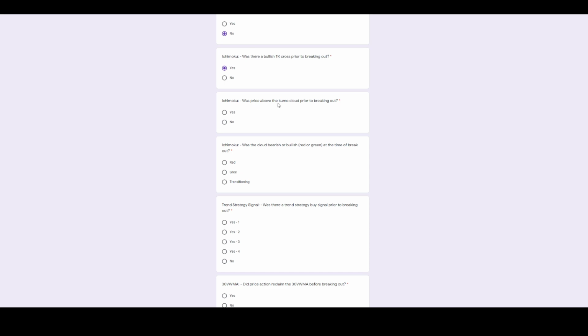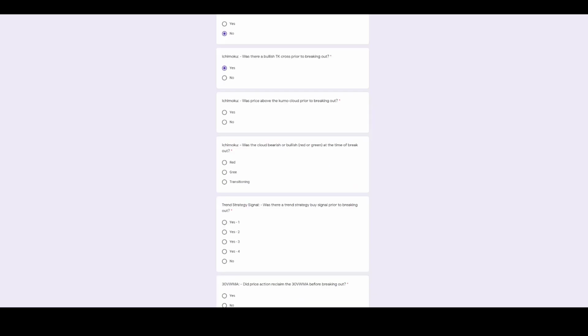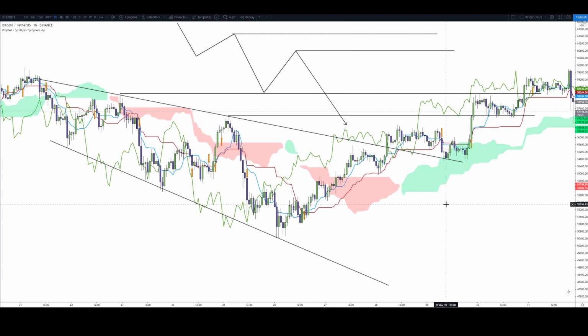Ichimoku, was price above the Kumo cloud prior to breaking out? So yes. The Kumo was the red part here, or the green part here, right? And it was above the red, right? Yes. Was the cloud bearish or bullish? So was it breaking out on a bullish cloud or a bearish cloud?